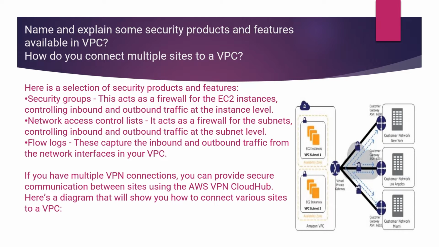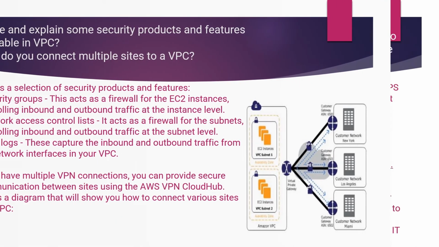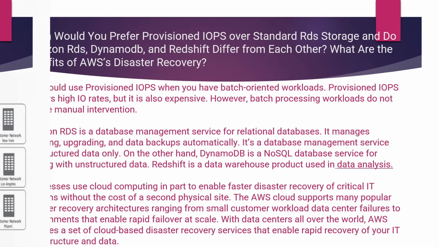Customer Gateway. 39. Name and explain some security products and features available in VPC. Here is a selection of security products and features. Security Groups. This acts as a firewall for the EC2 instances, controlling inbound and outbound traffic at the instance level. Network Access Control Lists. It acts as a firewall for the subnets, controlling inbound and outbound traffic at the subnet level. Flow Logs. These capture the inbound and outbound traffic from the network interfaces in your VPC.